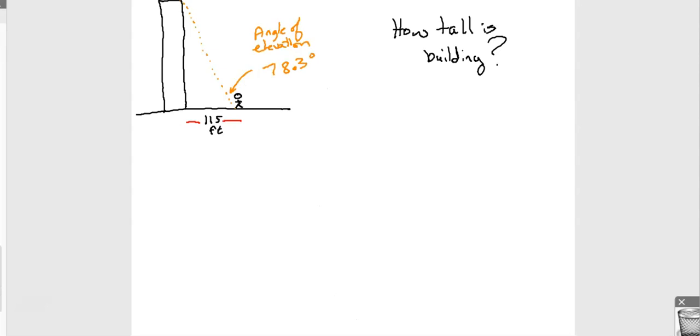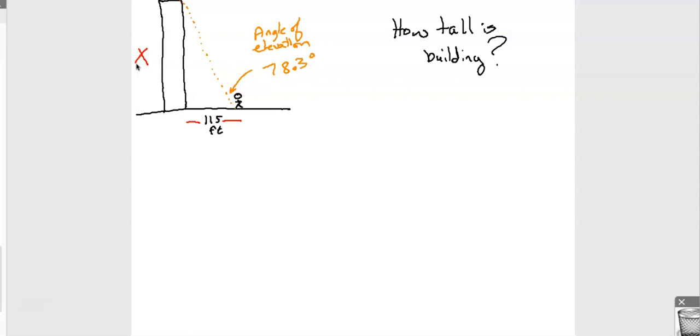So let's look at a word problem here. I've drawn a wonderful looking picture, and you have a person looking to the top of the building. The angle of elevation is 78.3 degrees. That's the angle that he's looking up to get to the top of the building. You also notice that he's standing 115 feet away from the building. And I want to know how tall that building is.